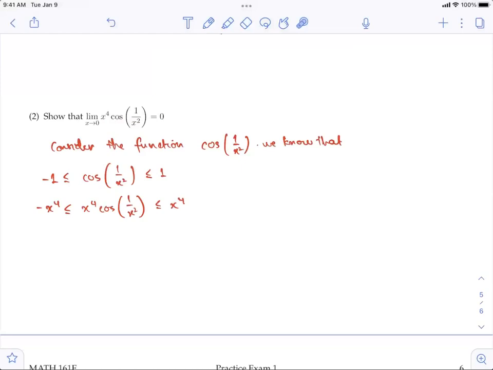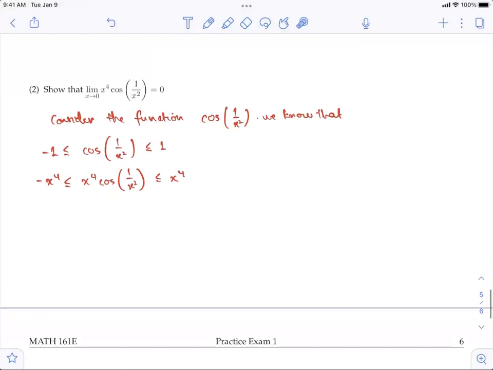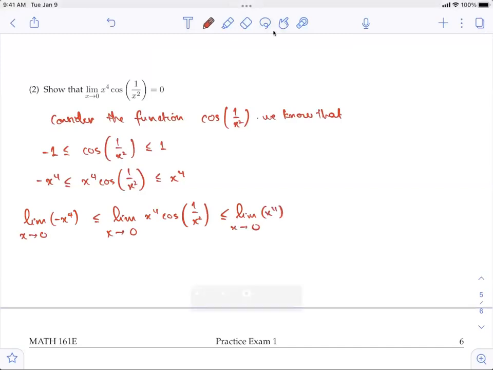Now I'm going to take the limit of every term in the inequality. That is the limit of negative x to the 4 as x approaches 0, less than or equal to the limit of x to the 4 times cosine of 1 over x squared as x approaches 0, less than or equal to the limit of positive x to the 4 as x approaches 0.